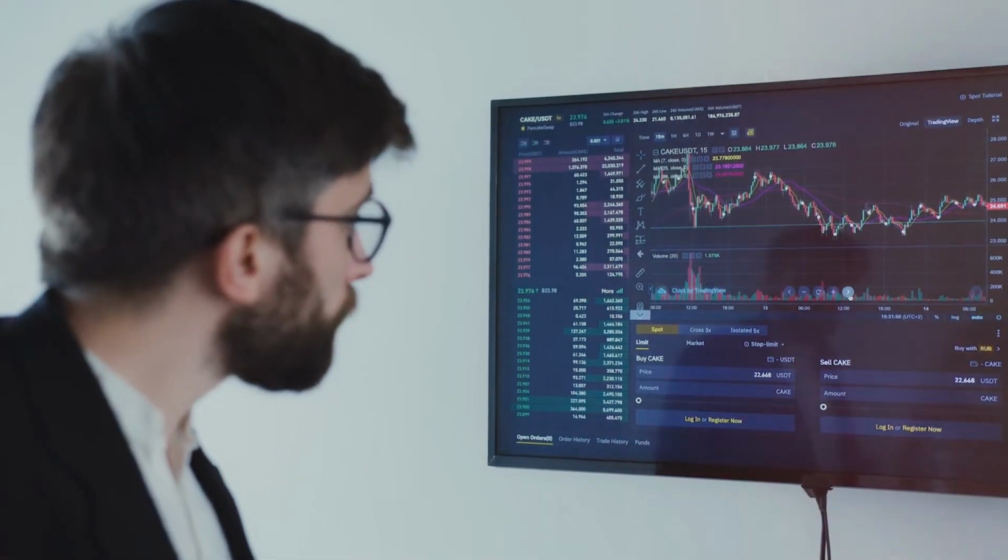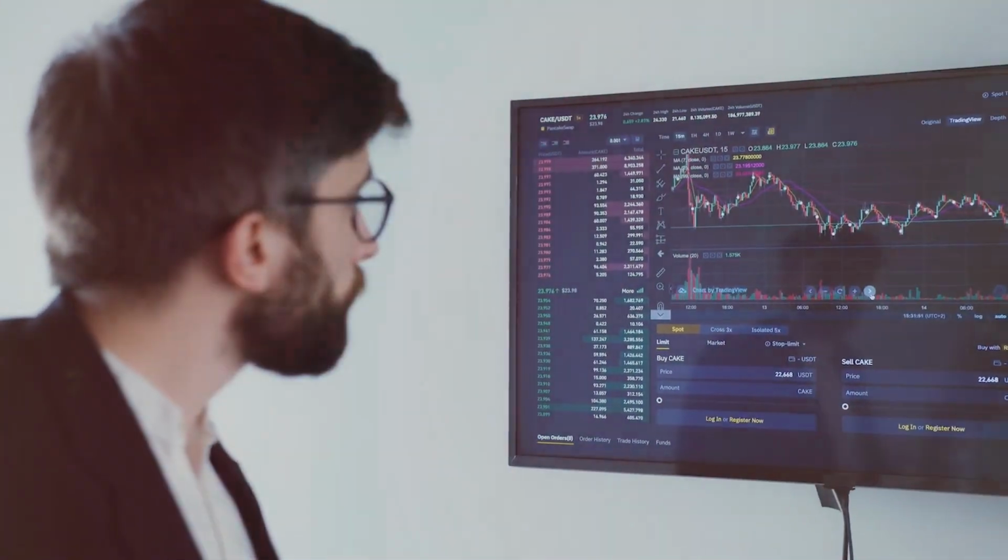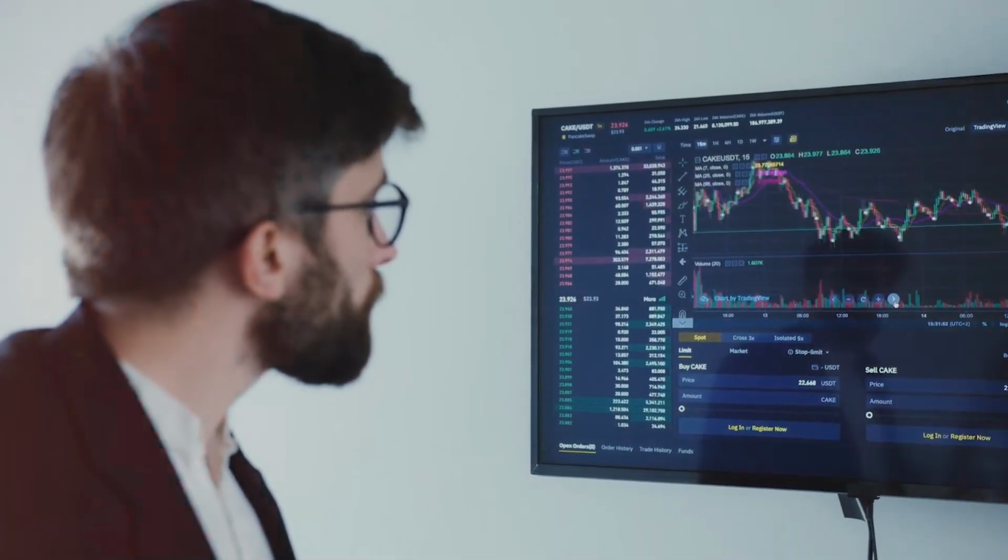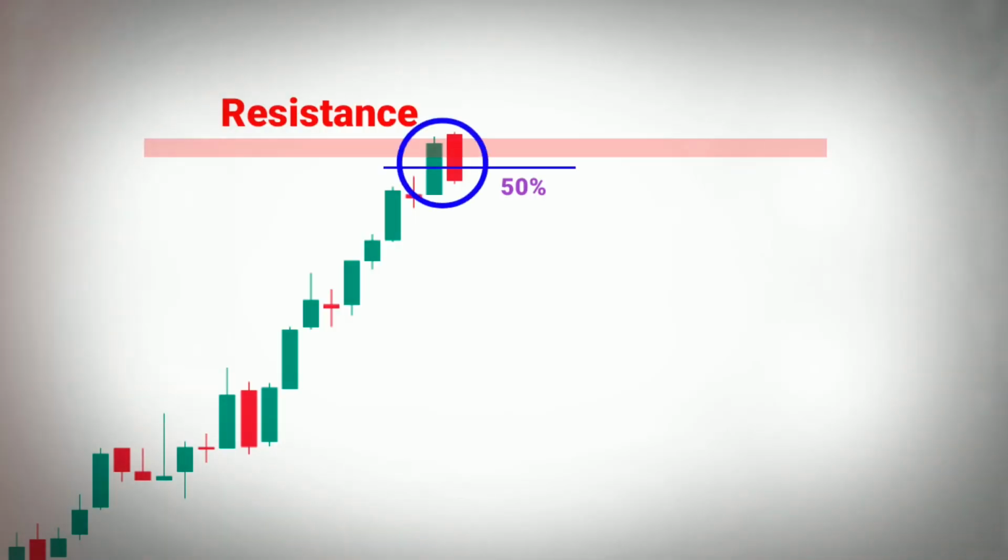Traders often interpret a doji appearing after a strong trend as a potential reversal signal, especially if it forms at key support or resistance levels.